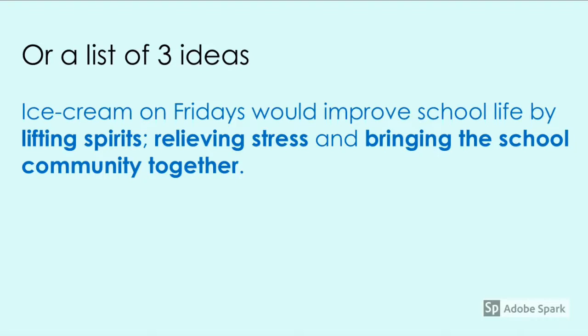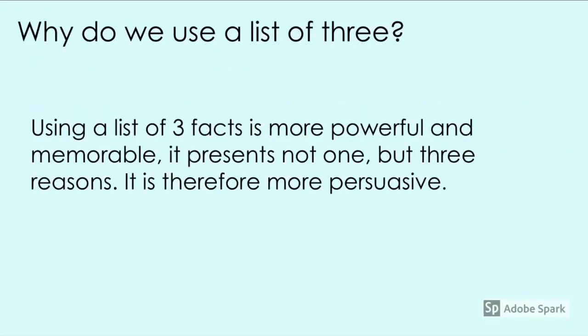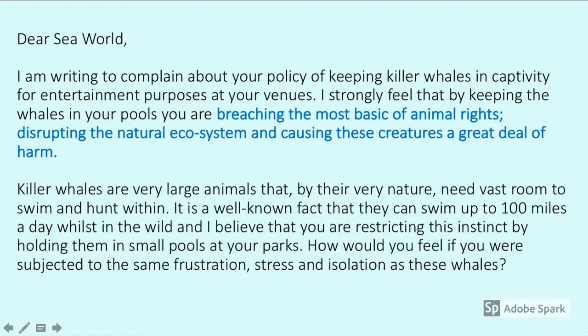When we have a list of 3 ideas, we would normally use a semicolon instead of a comma, like this example. Using a list of 3 facts is more powerful and memorable because it presents not 1 but 3 reasons, so that makes it more persuasive. Let's have a look at an example.